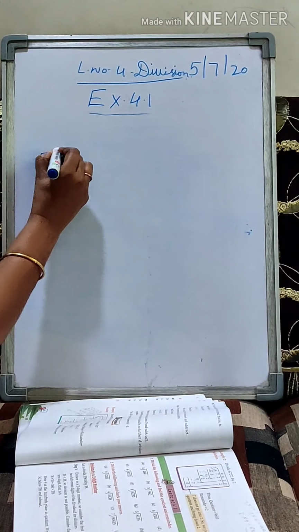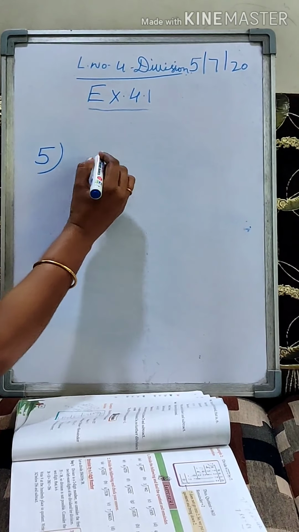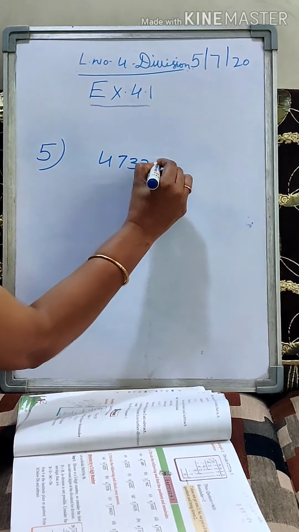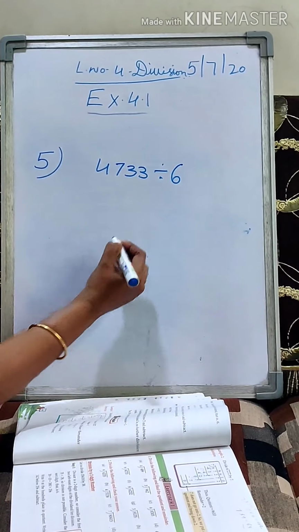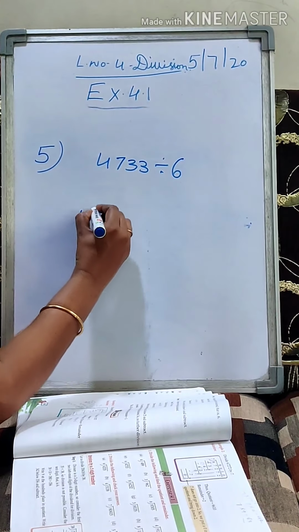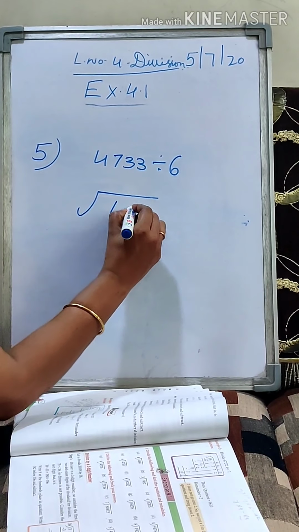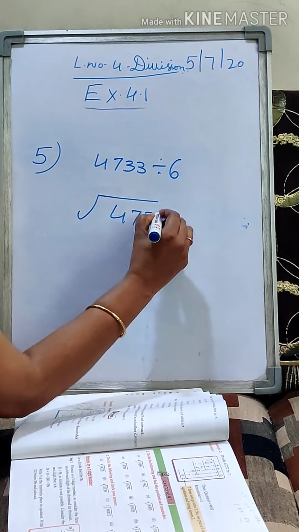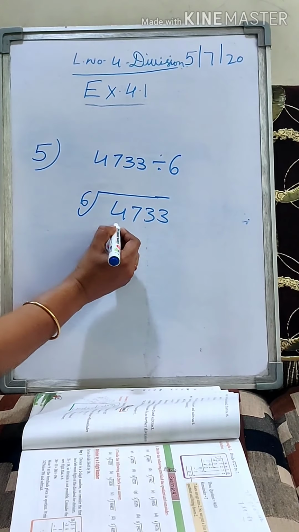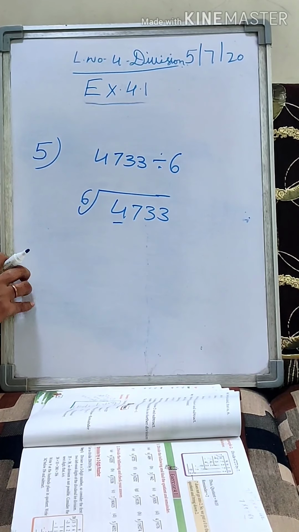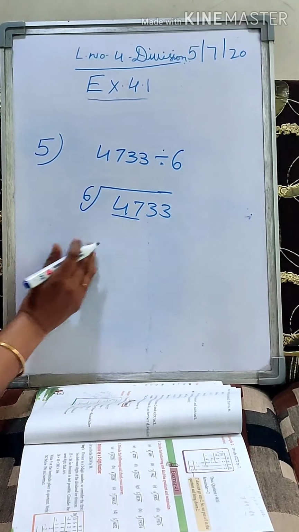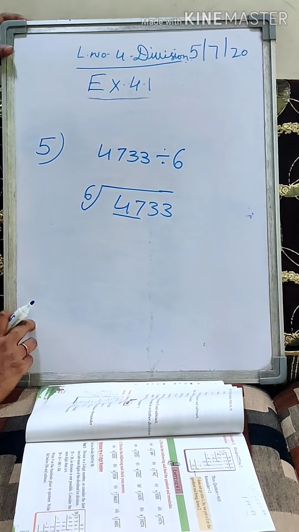Our next number is 4733 divided by 6, means 4733 divided by 6. Here our first digit 4 is smaller than our divisor. So we are going to take two numbers. Now you see how many 6s are there in 47.